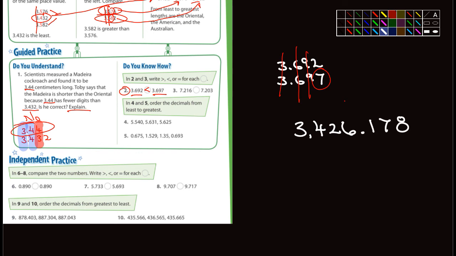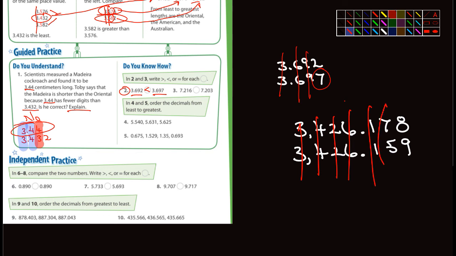3,426.178. And I'm going to compare that to 3,426.159. Okay? So look at this. 3's are the same, 4's are the same, 2's are the same, 6's are the same, 1's are the same. Oh, here's the difference. 7 and 5. Which one's larger? Well, the 7 is larger than a 5. This is the larger number.